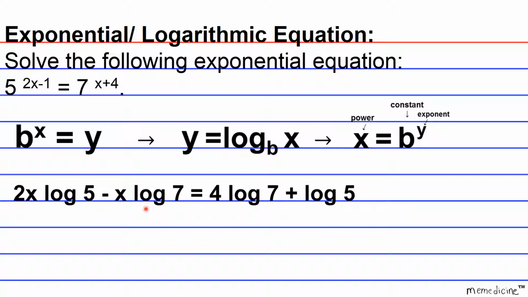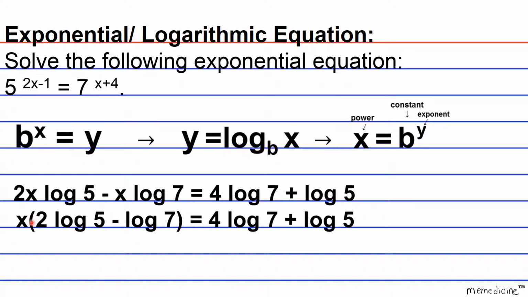And what we can do now is on the left-hand side, we factor out x so that we can get closer to figuring out what our x variable is equivalent to so that we can end up solving this. So when we factor out x on the left-hand side, we get that x times (2 log of 5 minus log of 7) is equivalent to 4 log of 7 plus log of 5. Now we can determine what x is equivalent to by dividing by 2 log of 5 minus log of 7 on both sides of the equation.